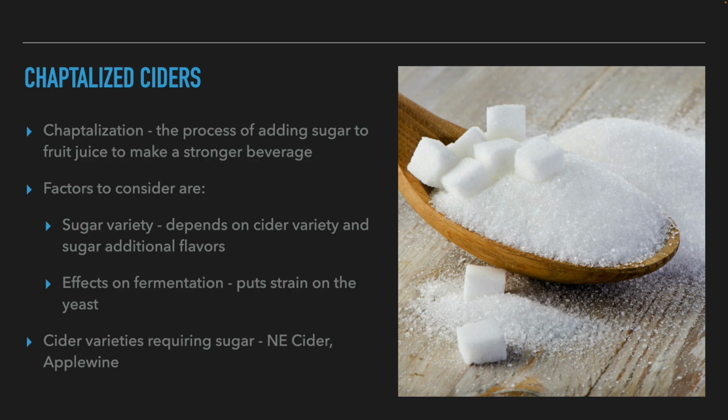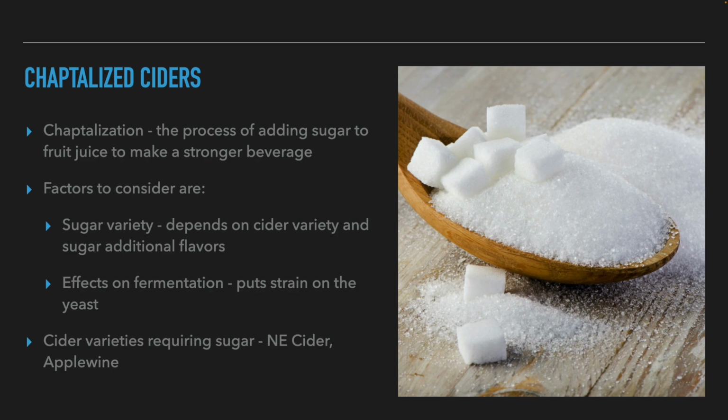Chaptalization is the process of adding sugar to fruit juice to make a stronger drink. The factors to pay attention to when adding sugar are the type of sugar to use. Luckily, it depends on the style of the cider. In most cases, the cider maker will add white sugar to make it neutral. But in New England cider, they will actually add brown sugar.